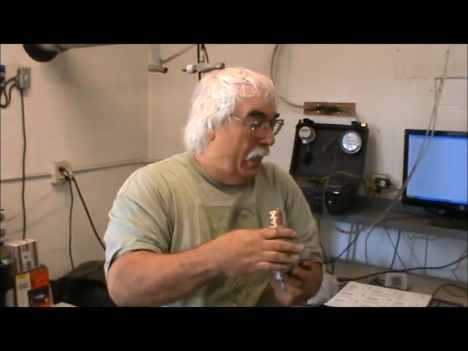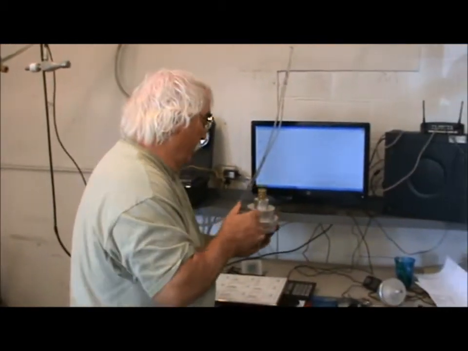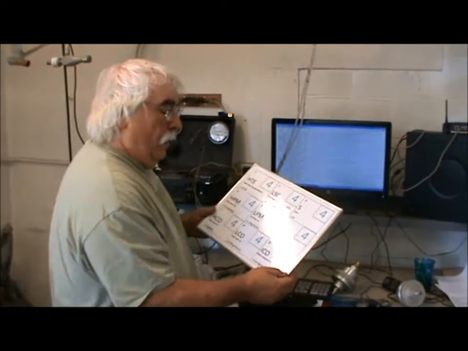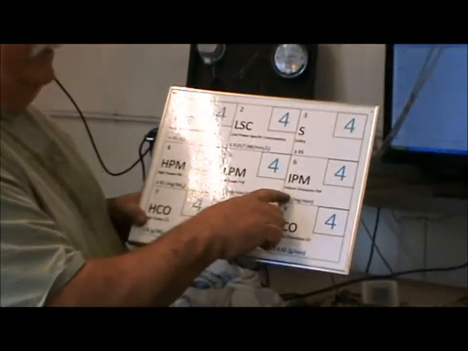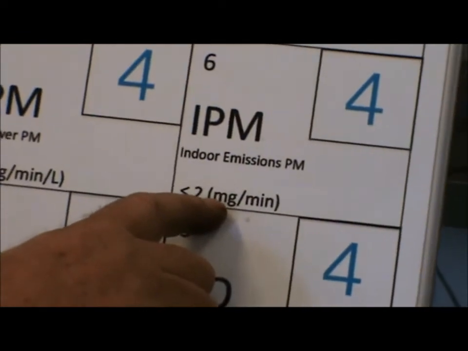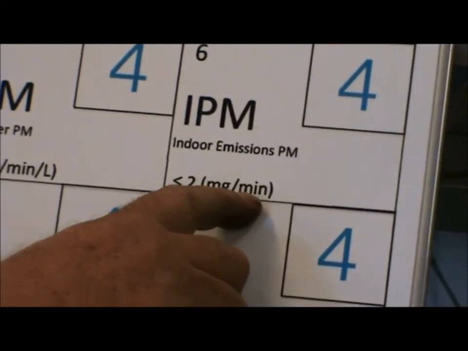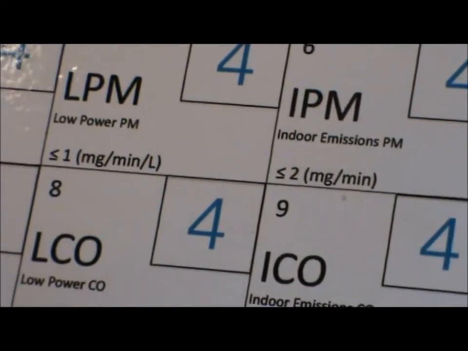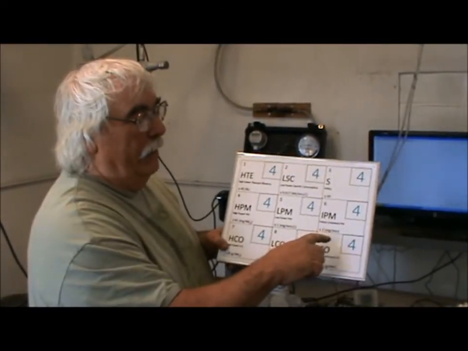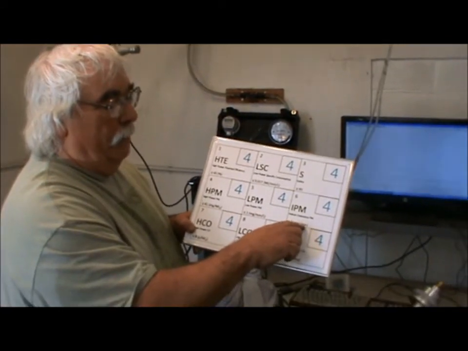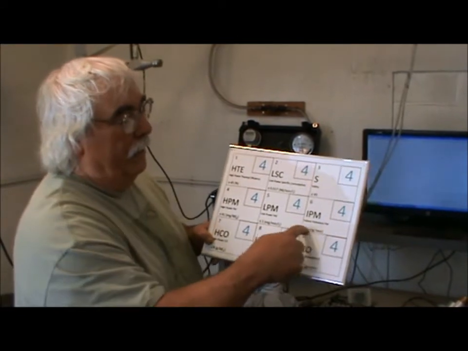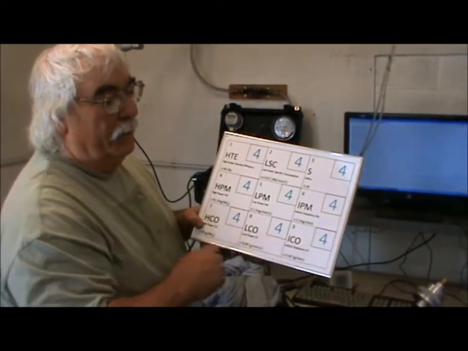And I want to point out that when we just look at indoor emissions of PM, because it is the weight of the pollutant per minute, we can just weigh the filter and see how much PM was made by minute, and that gives us a rating that is very simple to derive.